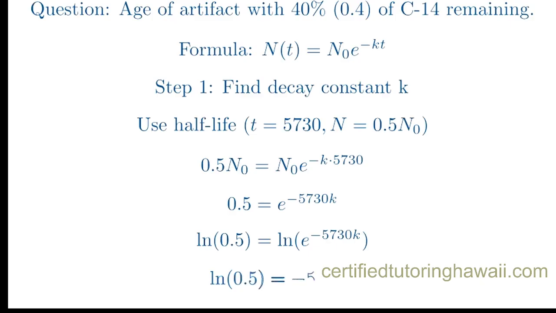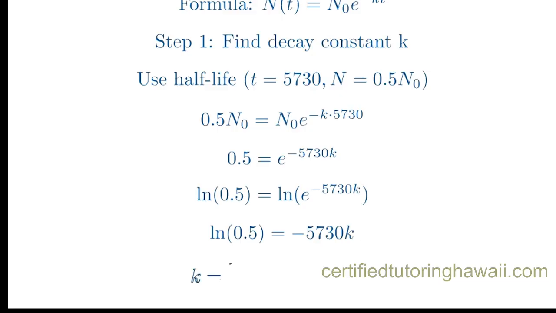To solve for k, we need to get it out of the exponent. We do this by taking the natural log of both sides. This gives us k equals the natural log of 0.5 divided by negative 5,730. Using a calculator, we find that k is approximately 0.000121. Now for step 2, use k to find the age of the artifact.